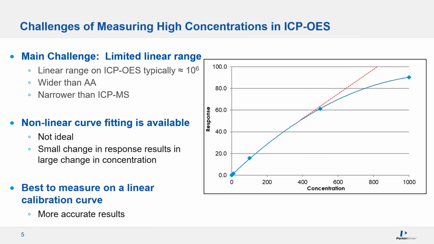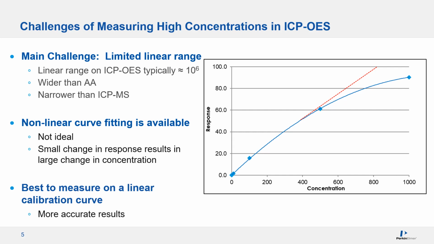One of the main challenges when measuring high concentrations in ICP-OES is the linear range. In ICP-OES, the linear range is typically considered on the order of 10 to the 6th. This is definitely wider than AA, but it's also narrower than ICP-MS. When we perform measurements, we would like to be on the linear part of the calibration curve. The reason for this is accuracy.